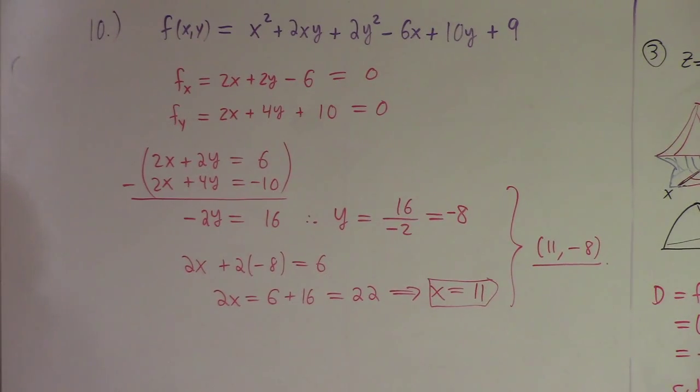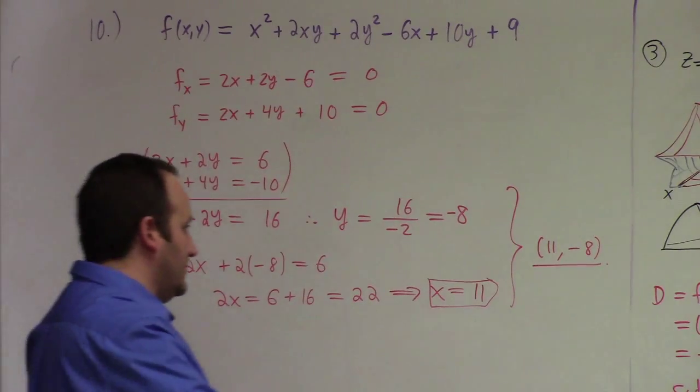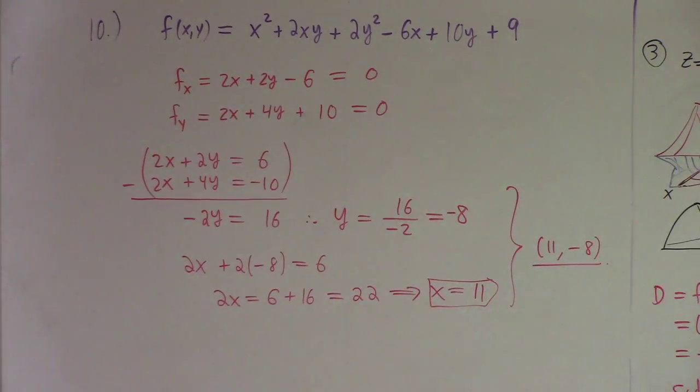Now what do I need to do? I need to classify the critical point. Is it a saddle? Is it a min? Is it a max? What's its deal? You said min?